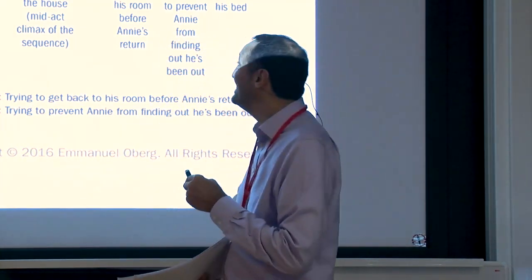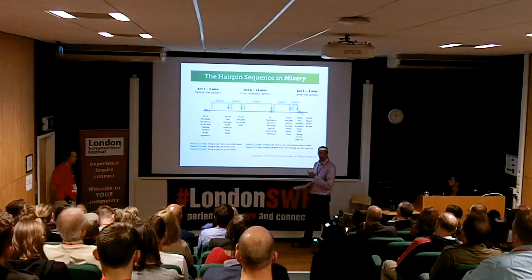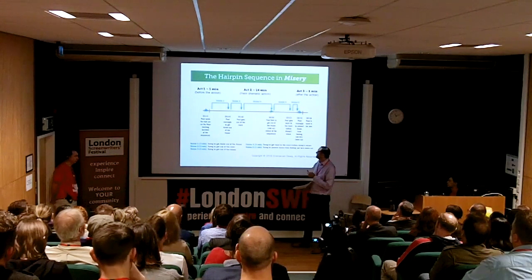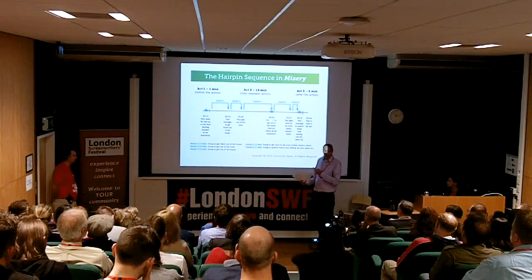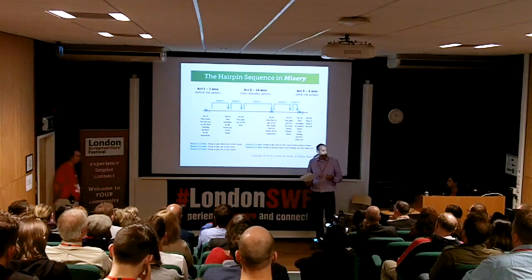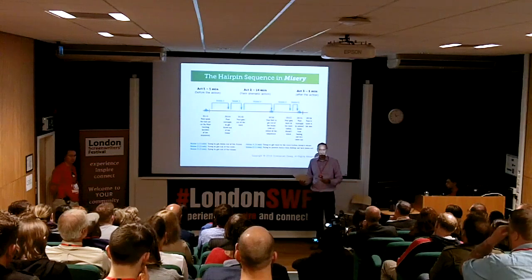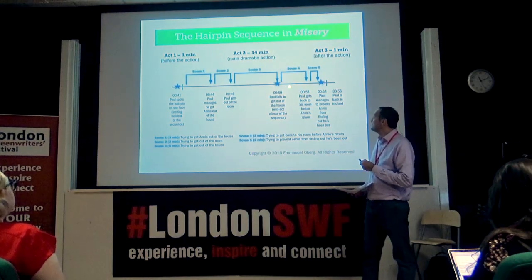So we reach a mid-act climax in the sequence, which is that he fails to use the hairpin to escape. But what happens is that he realizes at that point that Annie is coming back, and then he has another goal over this scene here, scene 4, which is to find a way to get back to his room before she gets back in the house, so that she doesn't realize that he has tried to get out. This is a very suspenseful scene.